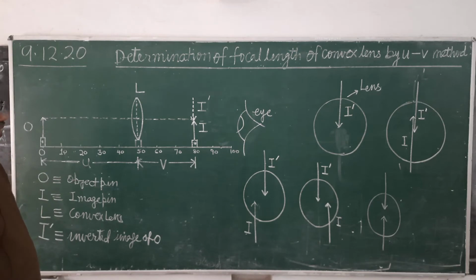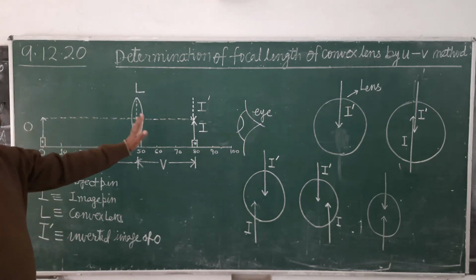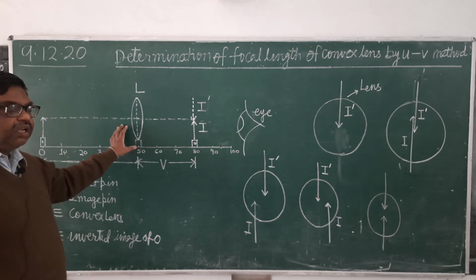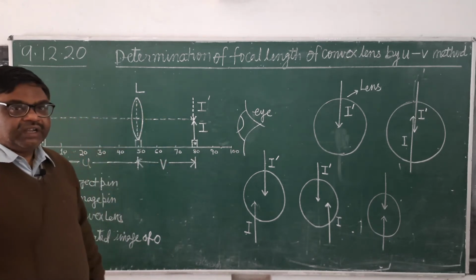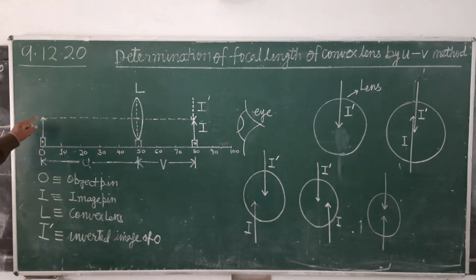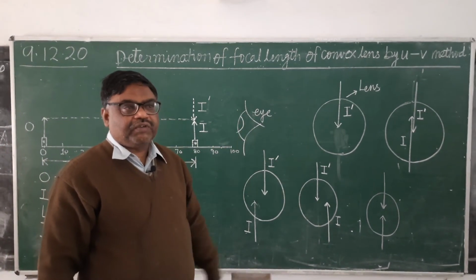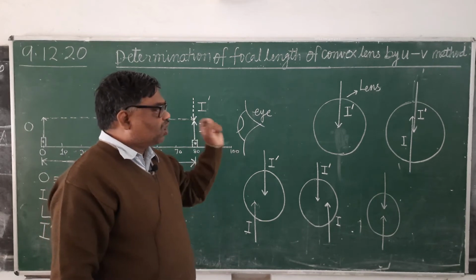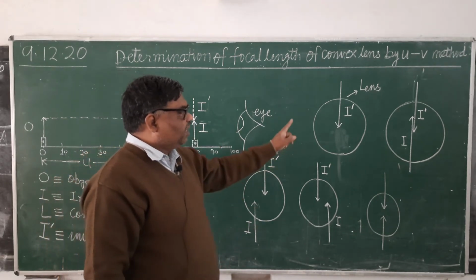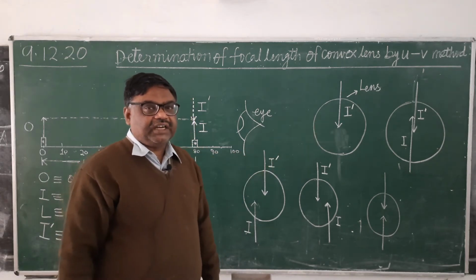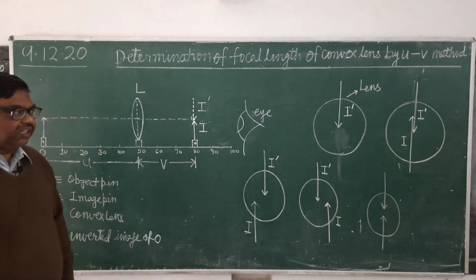Once again I am repeating. You will adjust the setup in this way. Place the object pin O at 0 centimeter mark, lens at 50 centimeter mark, and the image pin on this side anywhere. Then you observe the image of O through the lens. You will find this type of inverted image. Now you will focus your eyes in such a way that the inverted image I dash is found at the center of the lens.